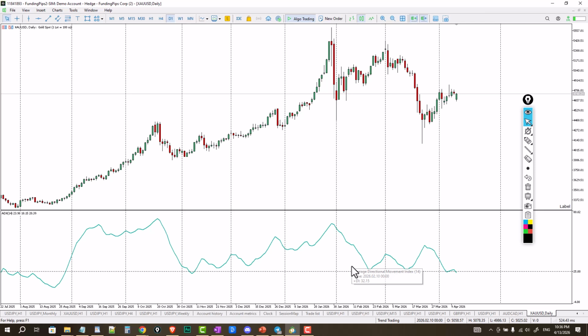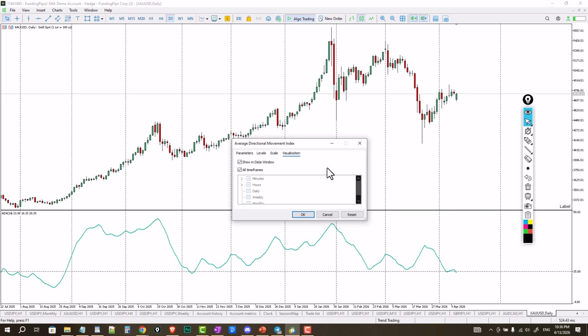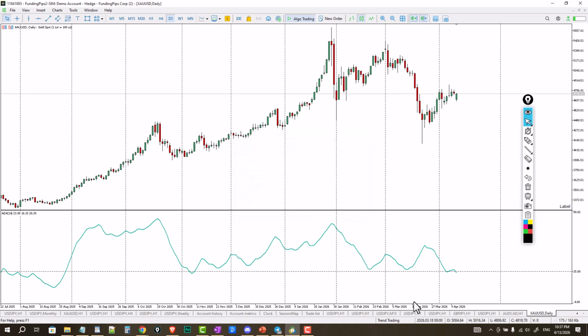Now we've finished setting up the indicator the way we want. And just like with any other indicator inside the MetaTrader platform, if you prefer to have it only be displayed on some time frames and not on others, then you could uncheck this all time frames box and then select the time frames that you want it to be shown on. But for this particular instance, I don't need to do that. So I'm just going to click on cancel.